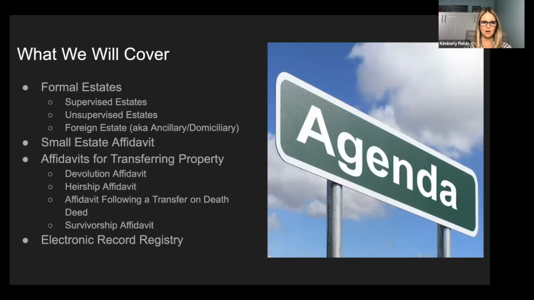So let's get started. What we're going to cover, this is just a brief overview. We're going to cover formal estates, supervised, unsupervised, and foreign estates. We'll cover the small estate affidavit, and then we'll cover affidavits for transferring property. Those are non-probate for the most part: devolution affidavit, heirship affidavit, affidavits that follow transfer on death deed, and then survivorship affidavit. And last, we will cover just a little bit briefly the electronic record registry.